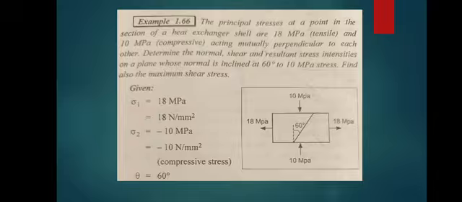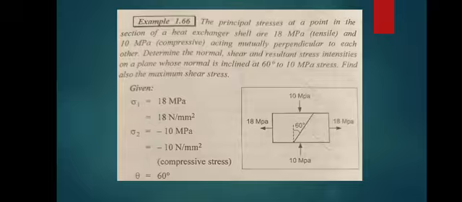Okay, then 10 megapascal load is acting on the transverse direction of a member. Because it is a compressive force. Compressive force means pushing force. Therefore you have to apply the 10 megapascal stress in a transverse direction of a member. Then you have to mark the theta value also in the diagram.